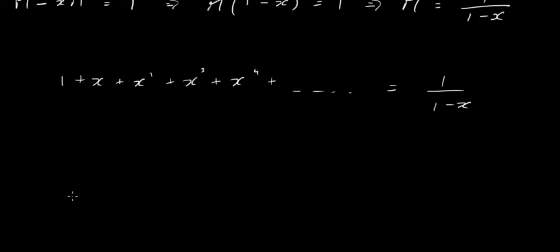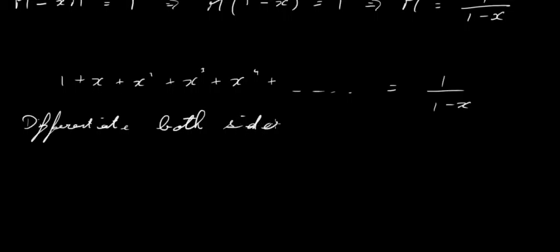So I'm going to do a little bit of differentiation on the left hand side first of all. Differentiate both sides. So on the left hand side, differentiate 1, you get 0. Differentiate x, you get 1. Differentiate x squared, you get 2x. Differentiate x cubed, you get 3x squared. Differentiate x to the power 4, 4x cubed, and so on.